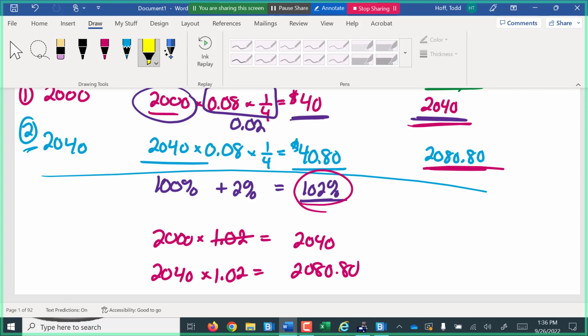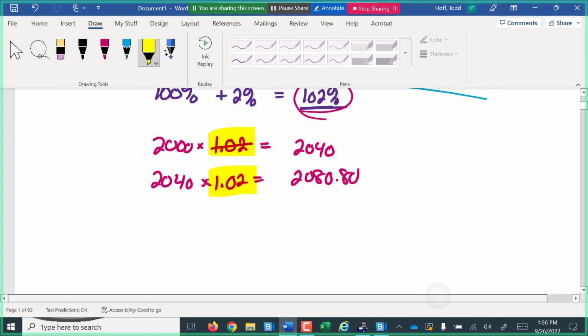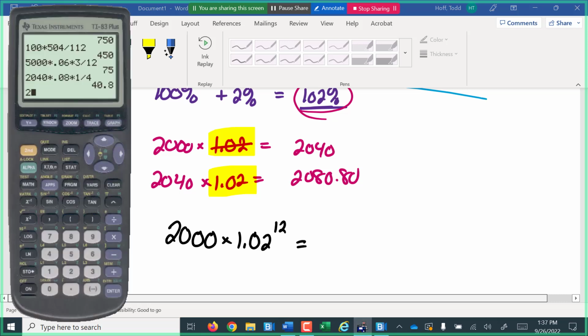So each quarter, we would multiply by 1.02. How many quarters do we have to do that? How many times do we have to multiply by 1.02? How many quarters in 3 years? 12. Good. So in math, if we're going to multiply by the same number over and over again, we have a function for doing that. Instead of just multiplying by 1.02 over and over again, we'll multiply by 1.02 to the power of 12. So $2,000, our principal, times 1.02 to the power of 12. We get 2536.48.